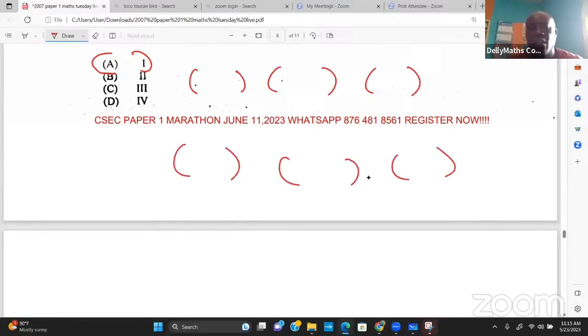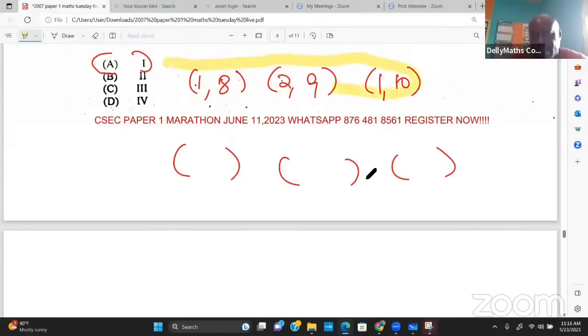So we're going to tell, all right. So let us say I have 1 with 8. I have 2 with 9. And then I see 1 with 10. Now, the fact that number 1, this is a system. This is one system. The fact that I see number 1 with 8, and then I see number 1 with 10, it's not a function.